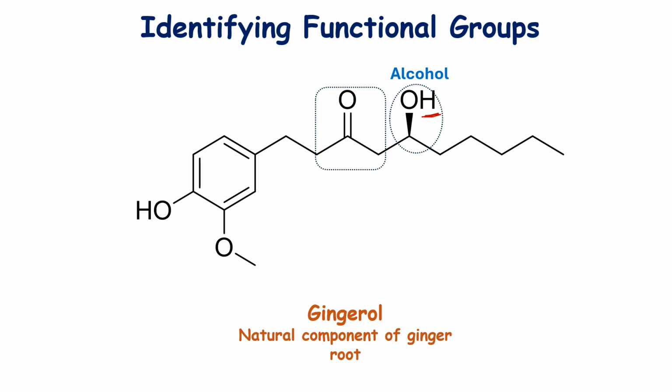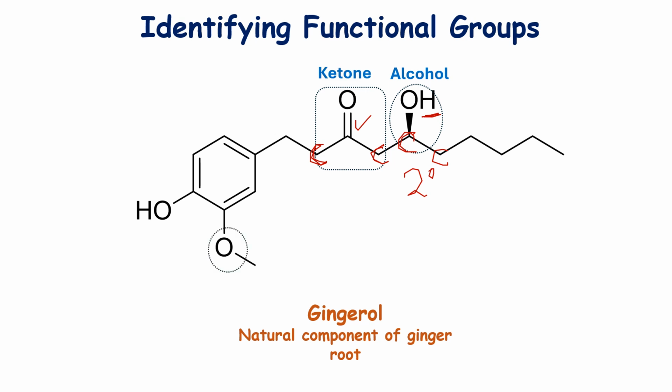There are three types of alcohol: primary, secondary, and tertiary. So let's try to find out which type this alcohol is. The carbon holding the OH is attached to two carbons. So this is an example of a secondary alcohol. Next we have a carbonyl group, and this carbonyl group is attached to two carbons. So this is a ketone.